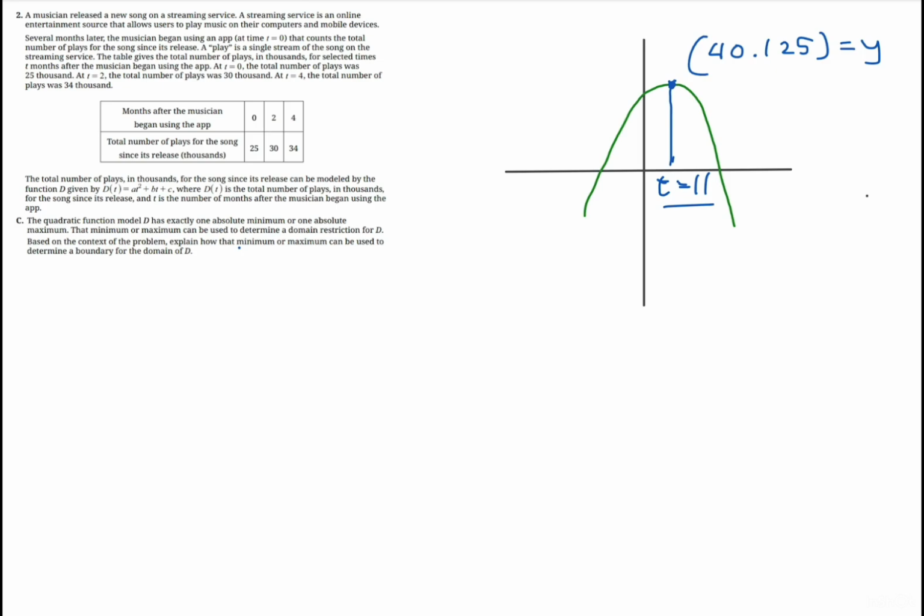Okay, that's interesting. So what do we have D? D is the total number of plays for the song since its release. Now, for example, if I tell you you sell 5 apples one day, then you sell 3 apples, then you sell two, then you sell four, eight, nine, seven, five. And if I tell you, give me a count for the total number of apples you sold.